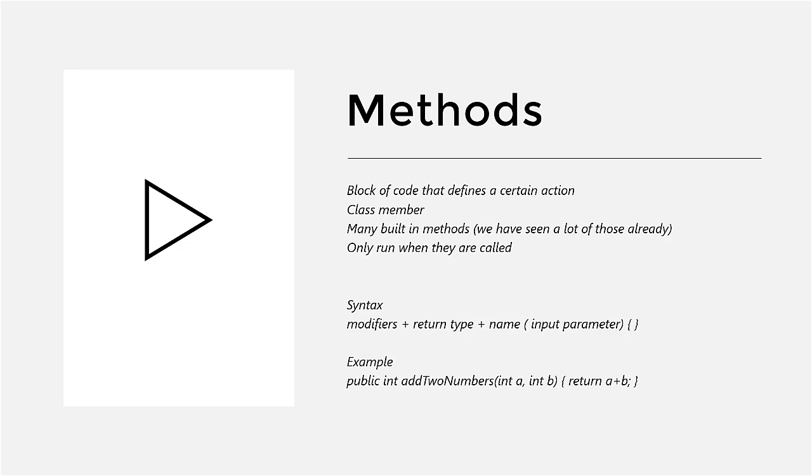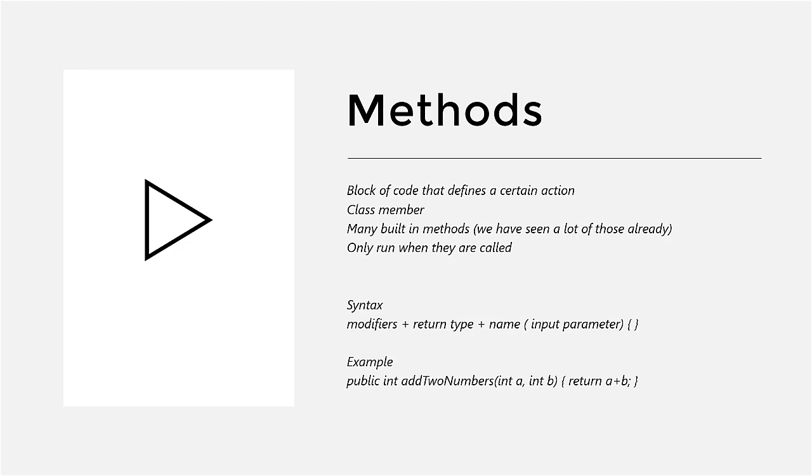There are so many built-in methods that we have used already. We have seen Arrays.sort, we've seen many methods on the String class, we've seen methods on the StringBuilder class, we've seen a lot of methods already. Methods only run when they are called, and we called them, so they were running for us. What we want to do today is write our own methods.